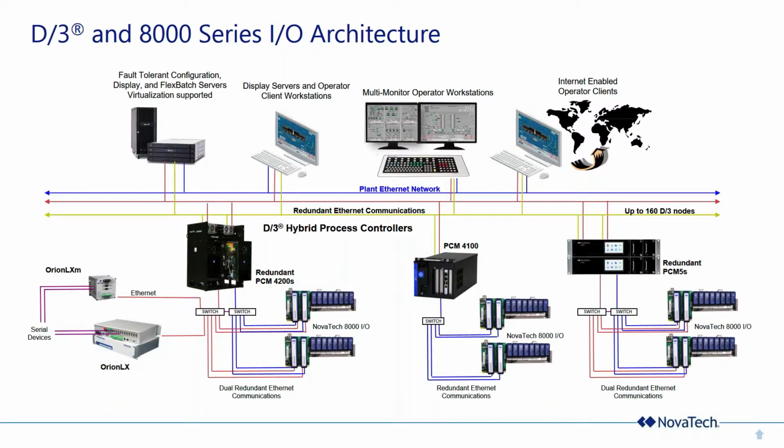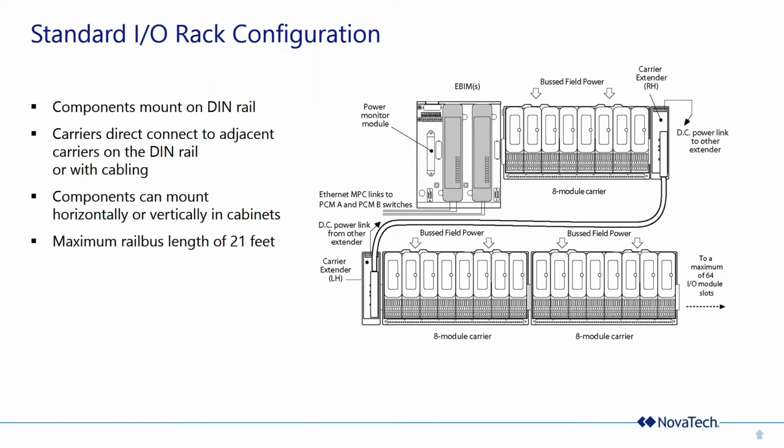This is far superior to what we have in Quantum, for those of you with Quantum I/O. So what does a rack of 8,000 I/O look like? Well, a rack of 8,000 I/O looks similar to other I/O families.